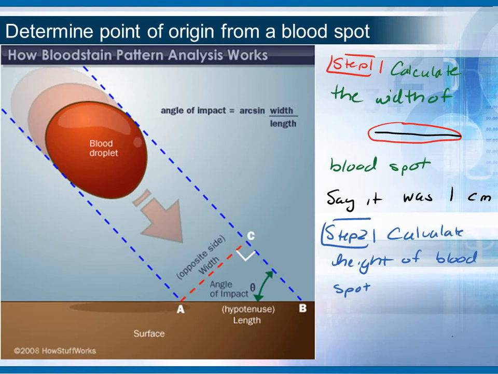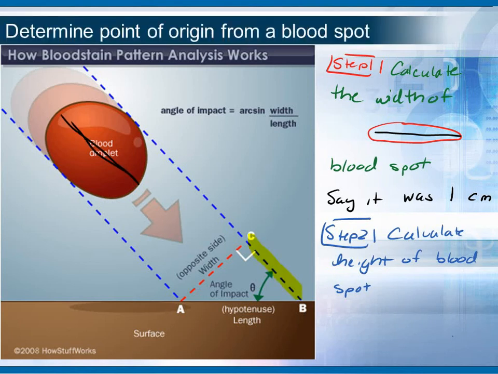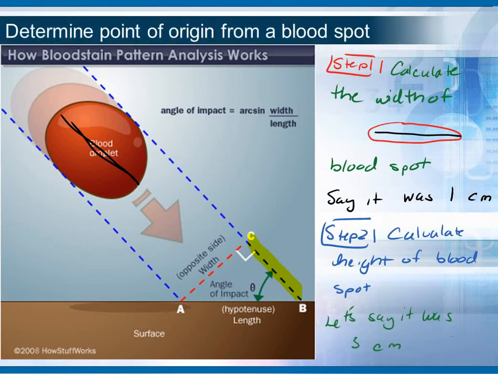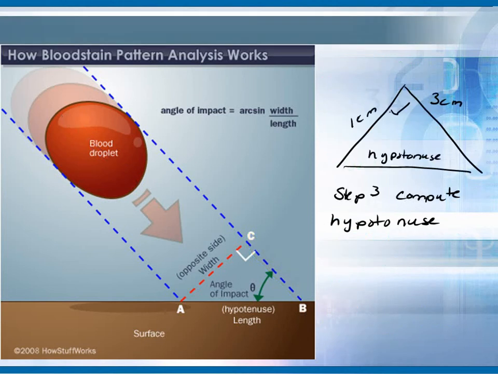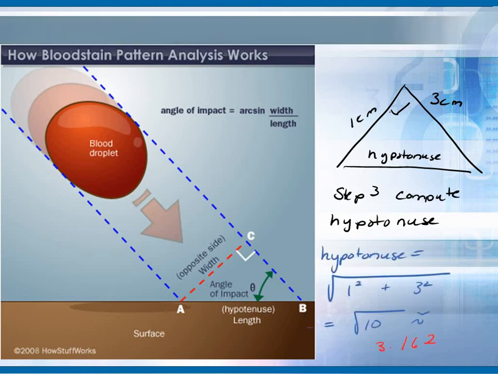Then you want to calculate the height of that blood spot, just like we talked about earlier. That length right there is equal to, I made a black line right across. So if the blood droplet is laying on the floor, you can measure that with a ruler and see how long it is. Let's say, for example, it was 3 centimeters. I put some fake numbers in there. The long side is always longer than the short side, right? So I'm going to put 3 centimeters there. Step 3 is to calculate the hypotenuse. That's the thing laying on the bottom. I can do that.